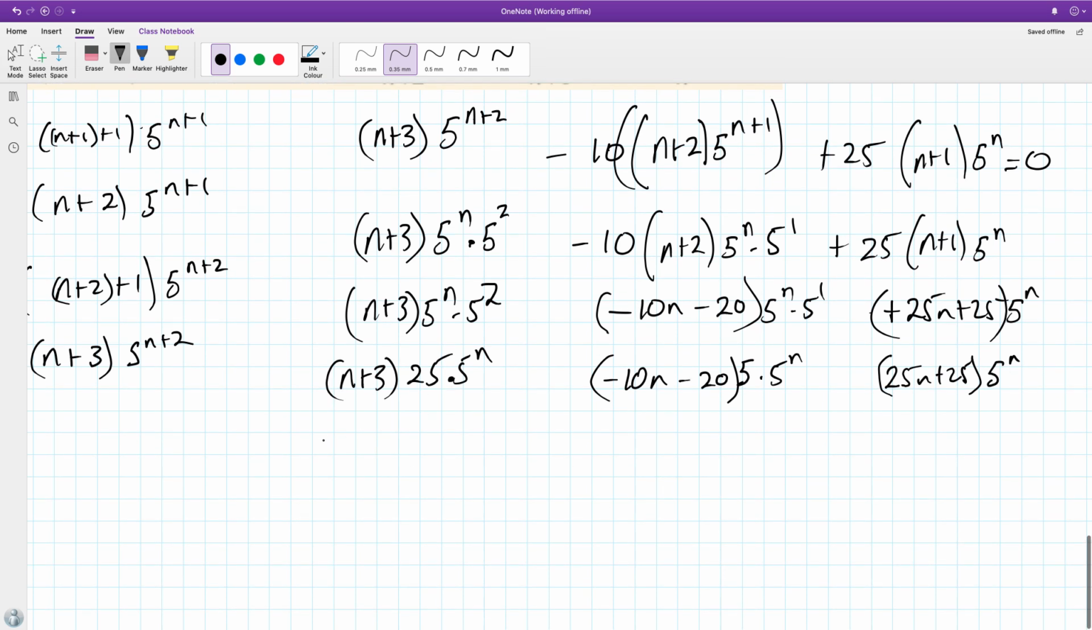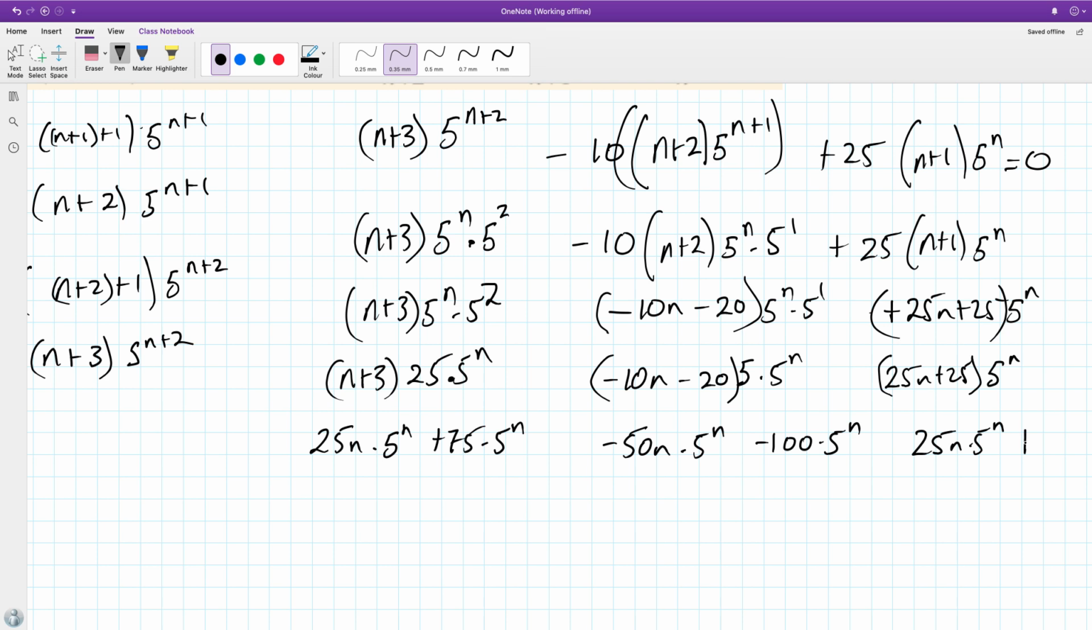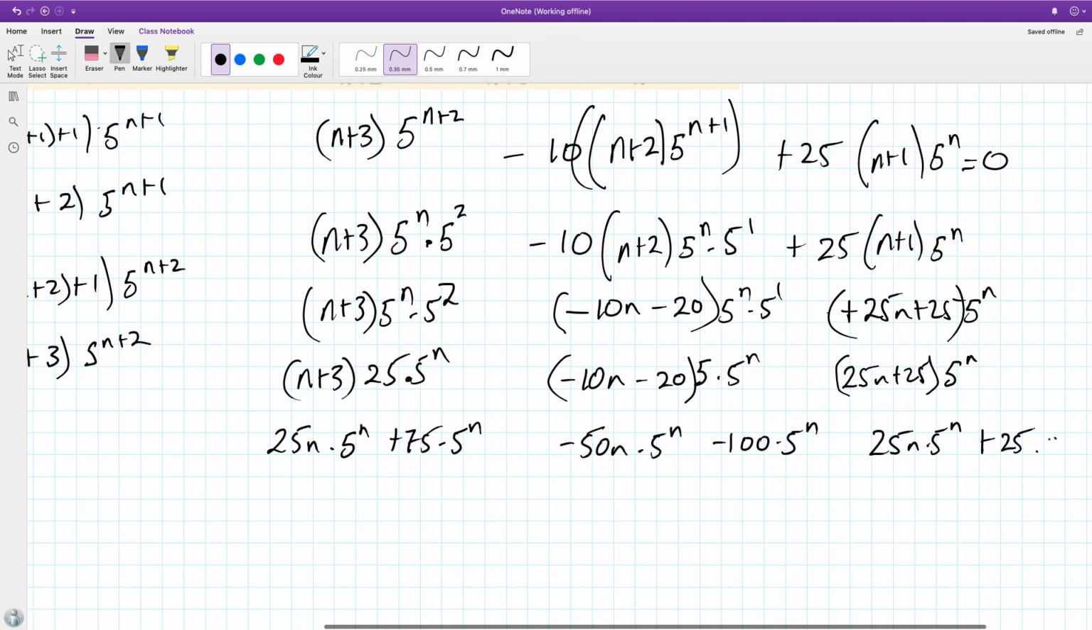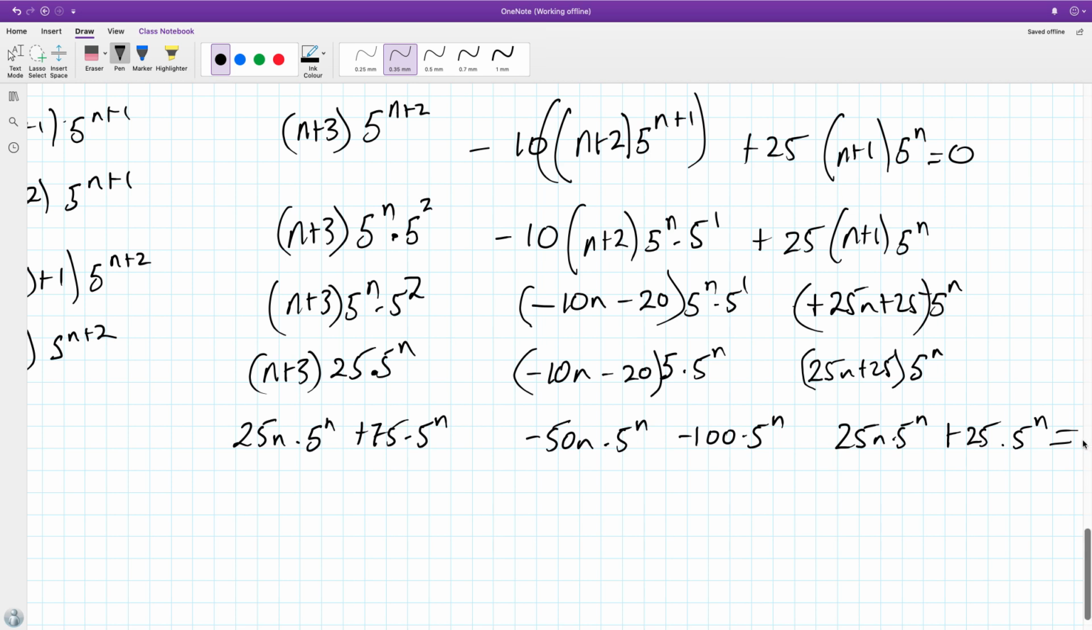Let's start multiplying it in. So 25n by 5 to the power of n, 25 by n, 25 by 3, plus 75 times 5 to the power of n, minus 50n times 5 to the power of n. 5 by minus 20 is minus 100 times 5 to the power of n, times 25n times 5 to the power of n, plus 25 times 5 to the power of n, and that should equal 0.